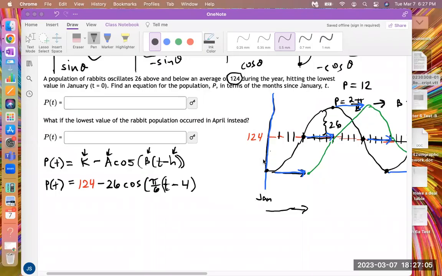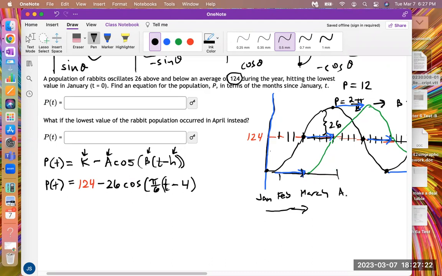Okay, I think I may have miscalculated this. Okay, let's do this. January, February, March, April. Right? Okay, so January is 0. February is 1. March is 2 and April is 3.